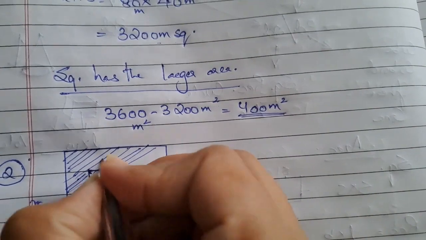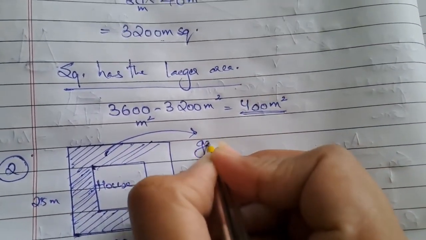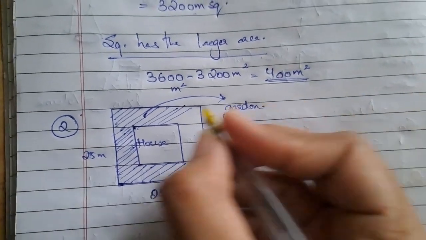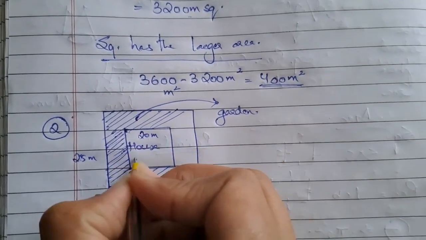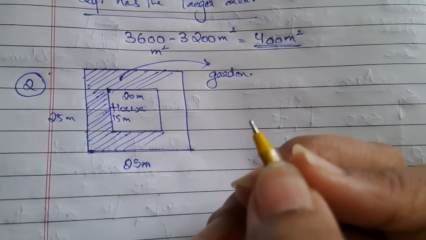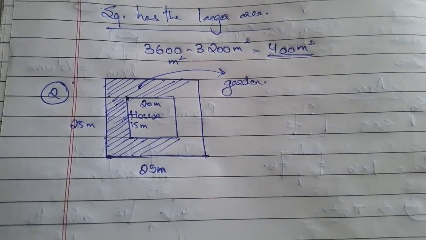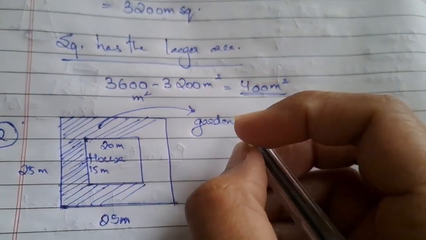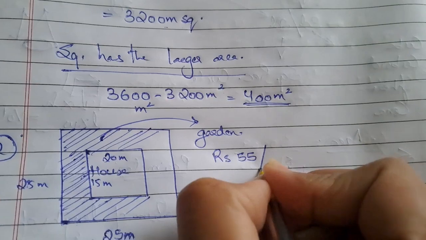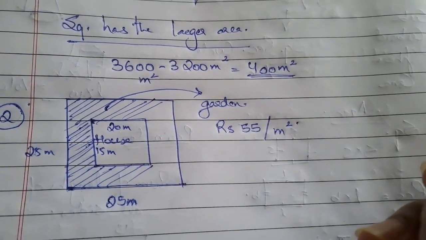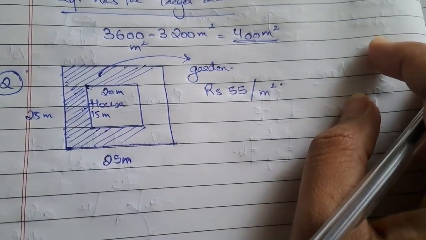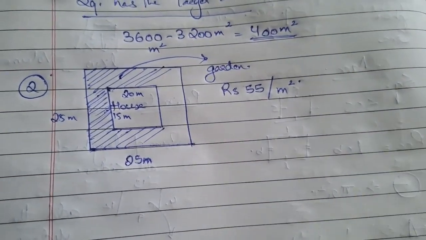okay, this is all going to be the garden. The house that she's going to make is of 20 meters by 15 meters. She's not making a square house. She's making a rectangle house in between. Okay, take it. So the cost of making the garden is given to me as rupees 55 per meter square.